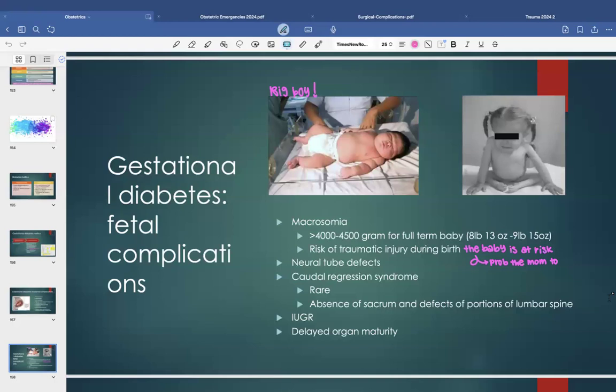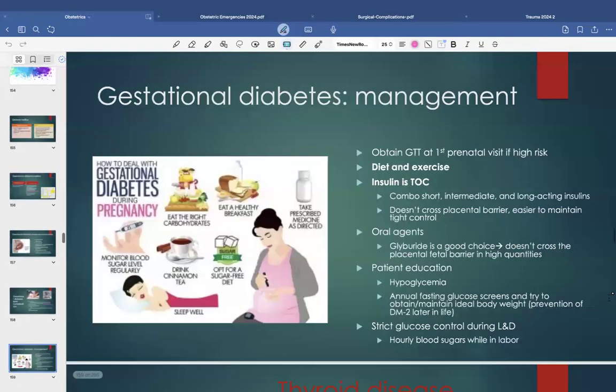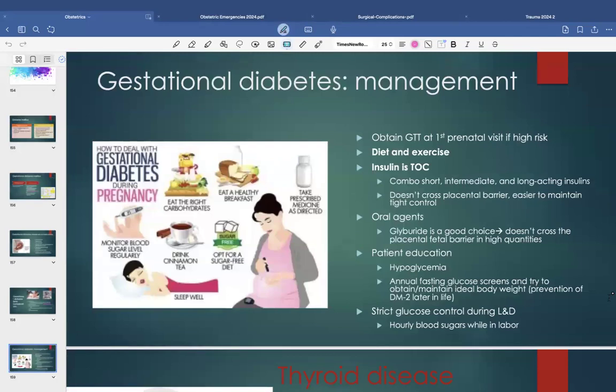Definitely, we want to control this. We want to screen for it. Again, 24 to 28 weeks, 2 different types of tests. Glucose tolerance test, if that's abnormal, over 190, then we need to do a 3-hour test and confirm if there's gestational diabetes. Management, you can do a glucose tolerance test at the first prenatal visit if the patient is at high risk. Again, insulin resistance doesn't usually increase until 24 weeks. But if the patient is at high risk, you can go ahead and obtain the glucose tolerance test.